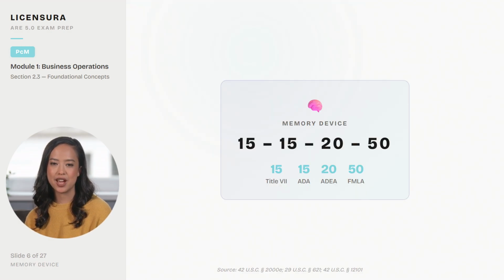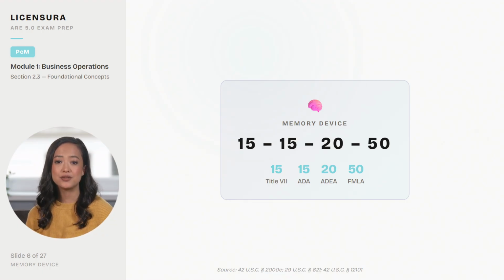Now here's a simple way to lock those thresholds into your memory for the exam. 15, 15, 20, 50. Title VII is 15. ADA is 15. ADEA is 20. FMLA is 50. Say it a few times. 15, 15, 20, 50. And it'll stick.